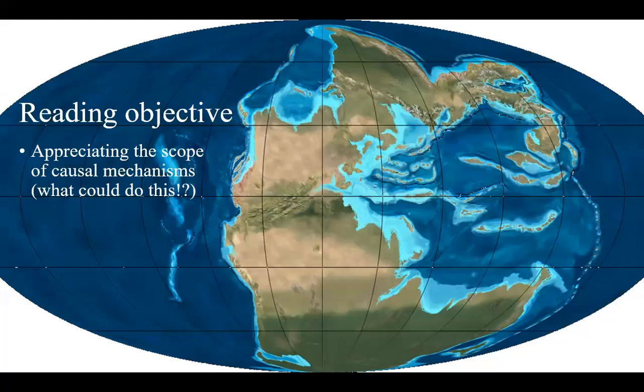So the objectives I had for you guys looking at this paper was to appreciate the scope of the actual causal mechanisms, not just what could do this, but how would that even work? Why does it make sense that a big explosion in Mexico kills everybody in the whole world? Why does it make sense that a volcano that goes off for a million years straight kills everybody? How? What actually has to happen? So it's a lot of chemistry, it's a lot of geology, it's a lot of earth science. And so I wanted you guys to appreciate trying to grapple with these questions.